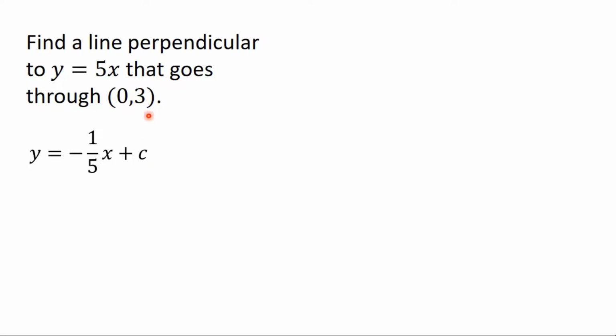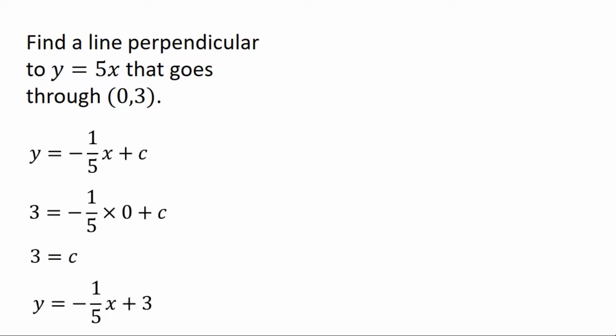And I can do that by substituting the coordinate into this equation. So when x is 0, y is 3, which means 3 is equal to negative a fifth times 0 plus c. But negative a fifth times 0 is just 0. So this equation is the same as 3 equals c, which means that y is negative a fifth x plus 3. I have just used this equation to find what c is, and then I can put it into that form. Now, of course, this shouldn't surprise us because the coordinate 0, 3 is the y-intercept, so I know that my y-intercept should have been 3.